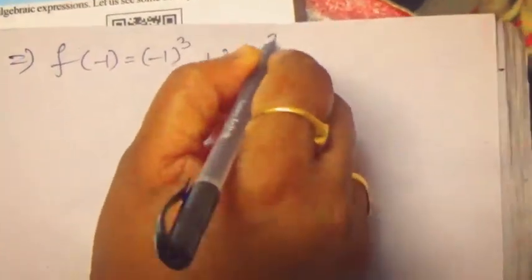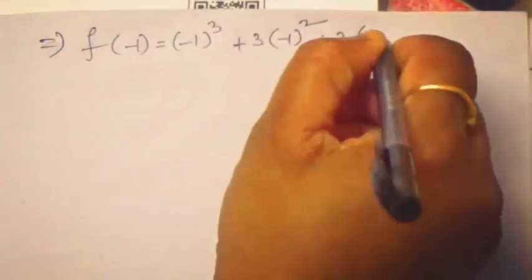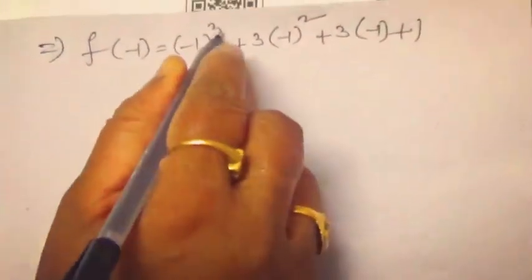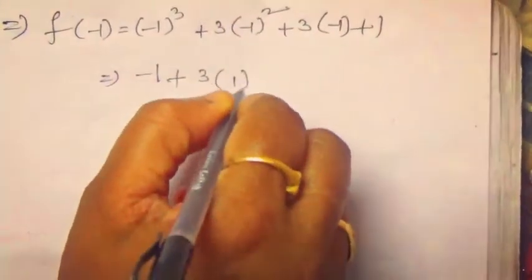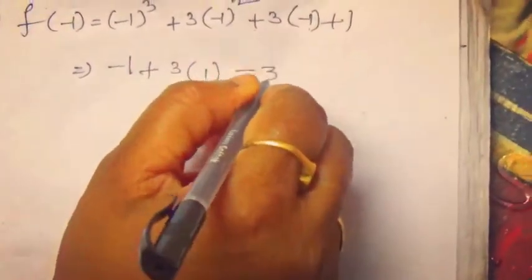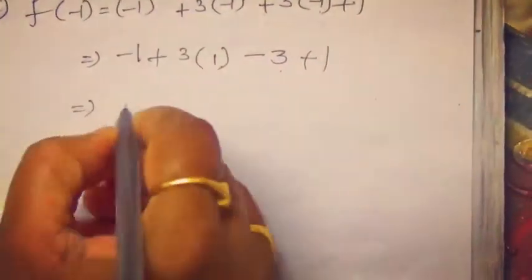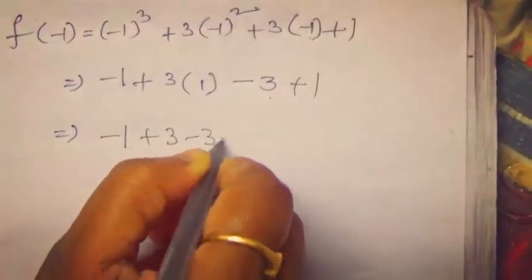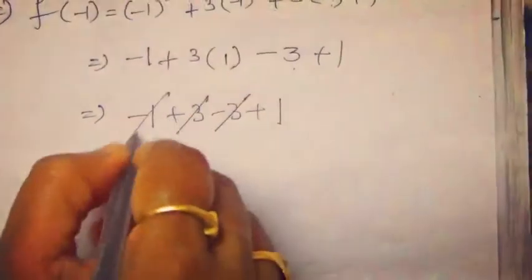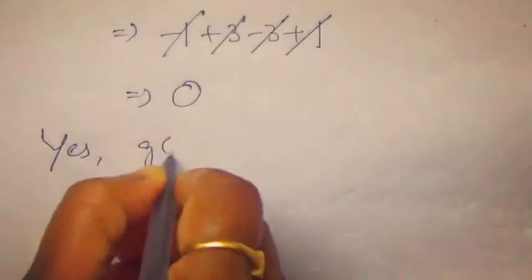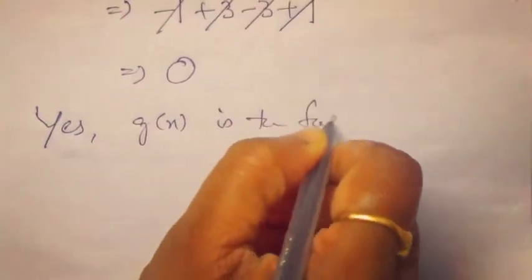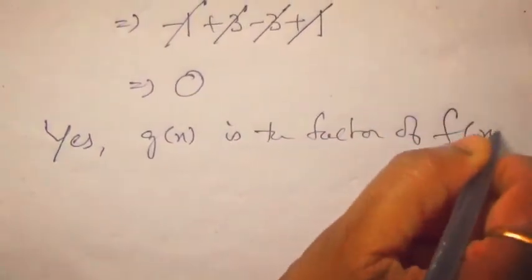That implies f of minus 1 is equal to minus 1 whole cube plus 3 of minus 1 whole square plus 3 of minus 1 plus 1. Minus 1 cubed is odd power, so minus 1 remains, plus 3 of even power, so 1, plus 3 into minus 1 is minus 3, plus 1. That is equal to minus 1 plus 3 minus 3 plus 1. Plus 3 minus 3 cancel, minus 1 plus 1 cancel, that is equal to 0. Yes, g of x is a factor of f of x.